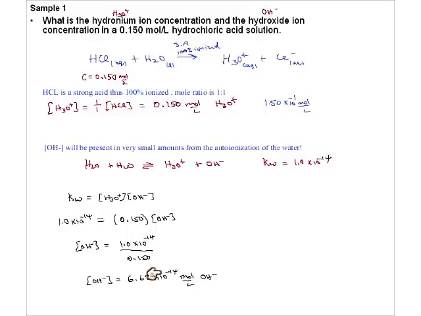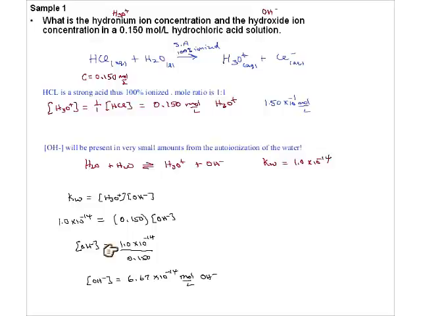And that's not very much, is it? 10 to the minus 14 is a very, very tiny amount. And that makes sense because the only source of that is from the water, which is producing a very tiny amount anyways. Now, the question always comes up: sir, I can't get this number on my calculator. I can never get that number on my calculator. The problem is you could be doing something wrong with your calculator itself.